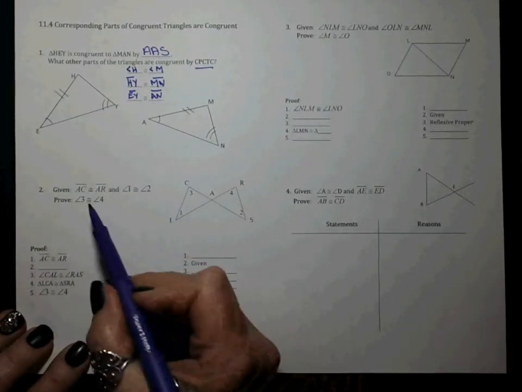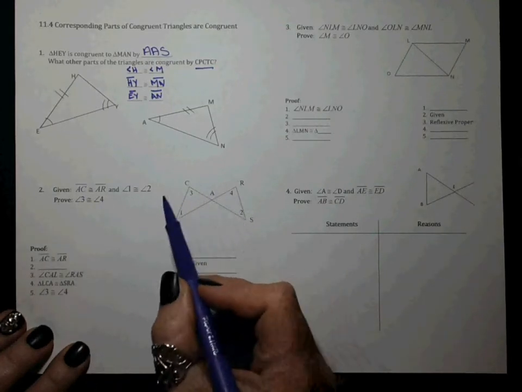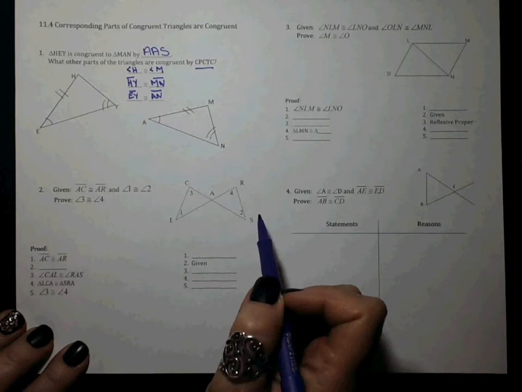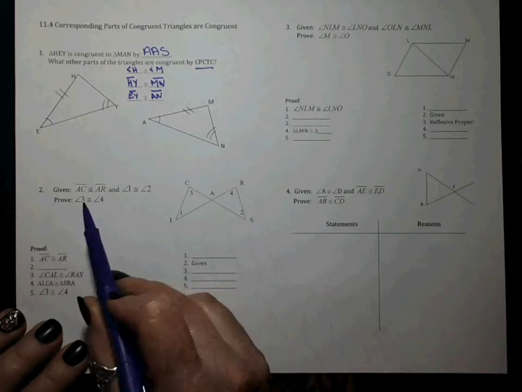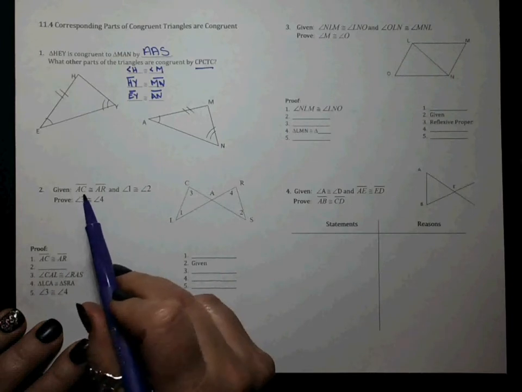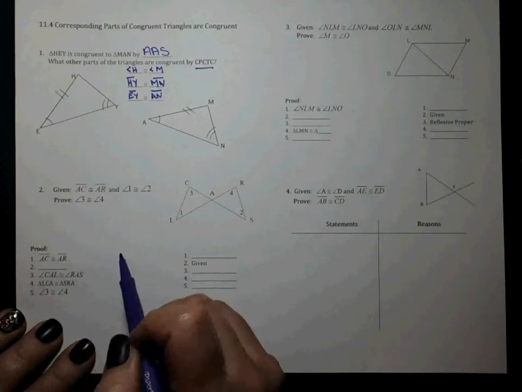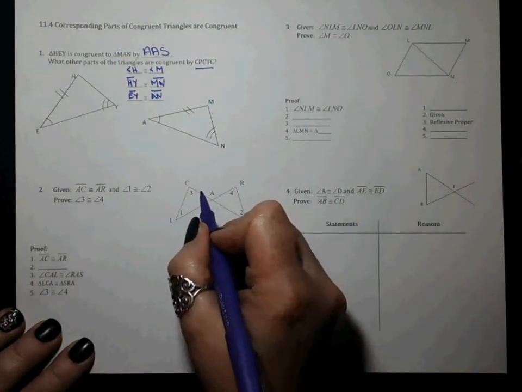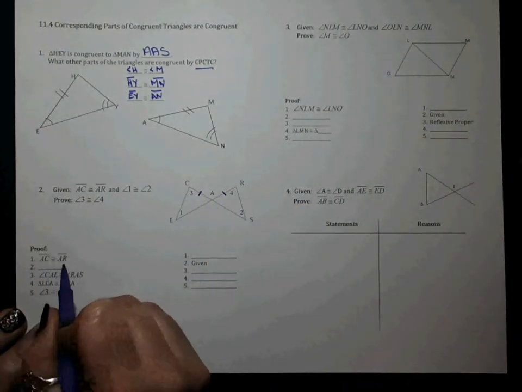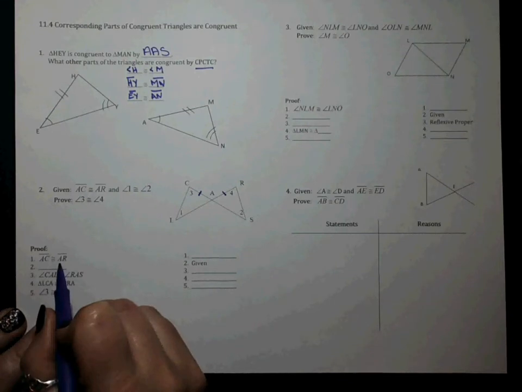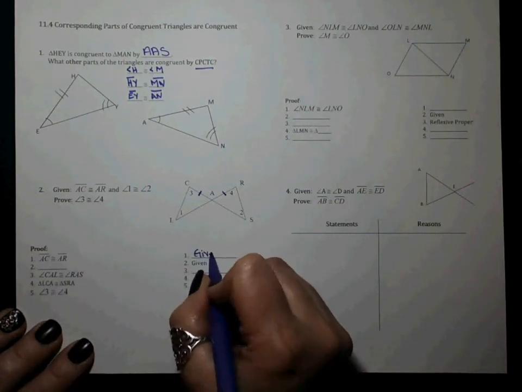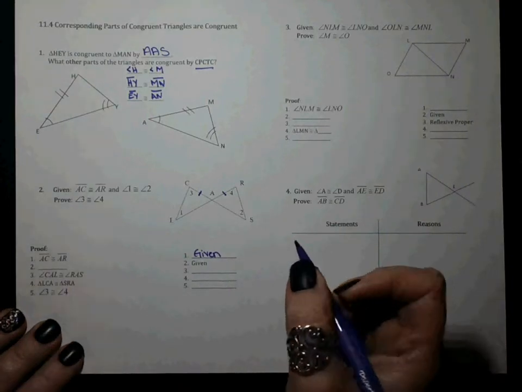So I'm going to go ahead and mark our given information on our figure because for me it just is a little bit better visually if I can see what this says. So if I know that side AC is congruent to side AR, so I'm going to mark that AC is congruent to AR. And as you can see, that's our first statement down here. And the reason we were able to write that is it was given to us. That was our given information.